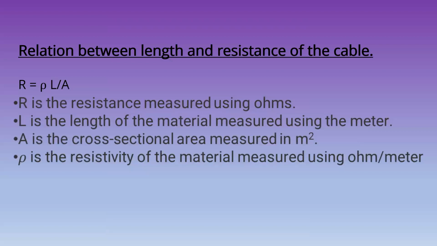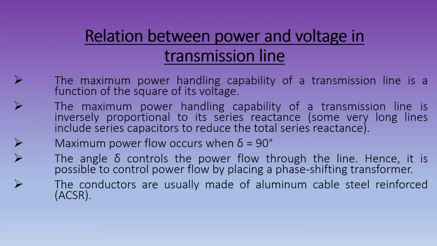And that is in meter. A will be the cross-sectional area. Since it is area, it is meter square. And rho is the resistivity of the material, so that is measured in ohm per meter. So this is the relation between the length and the resistance of the cable.